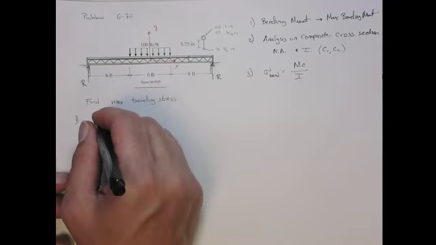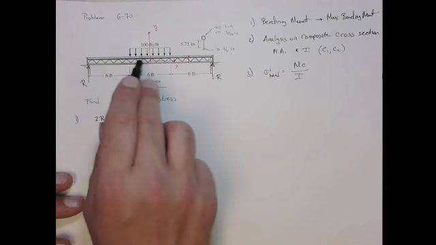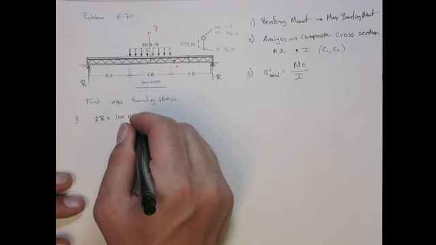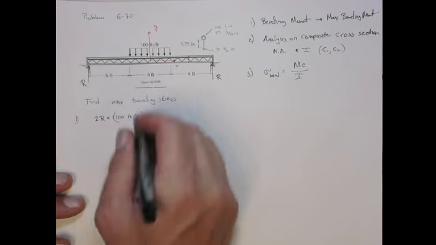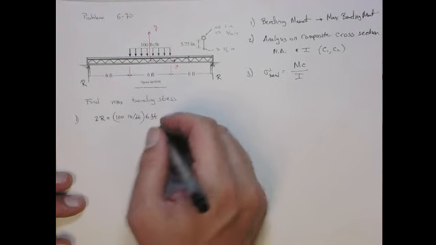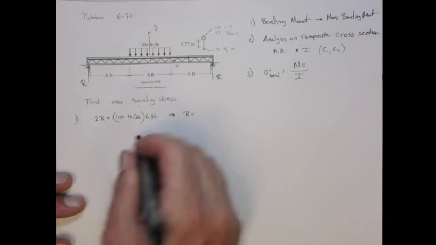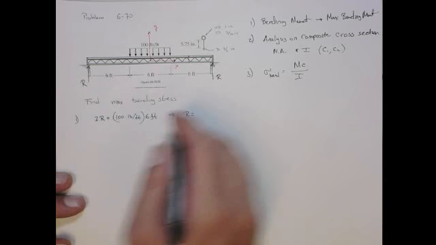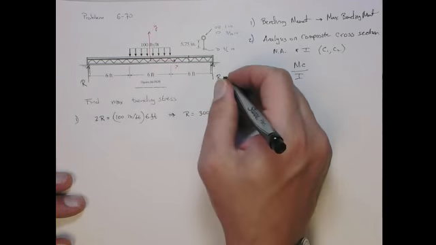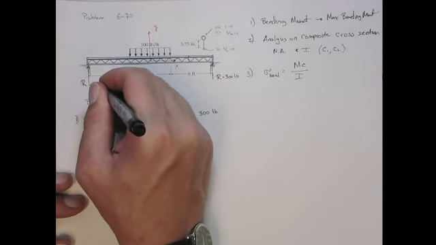But it has to be such that 2 times R has to equal the 100 pound-foot distributed over this 6 feet. So the feet cancel out. That gives me that R has to equal 600 divided by 2, so it's 300 pounds. So each one of these is 300 pounds acting upwards. Okay?